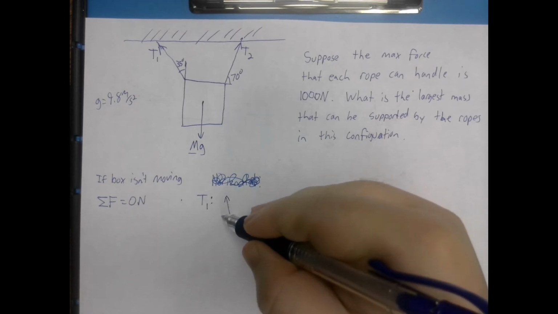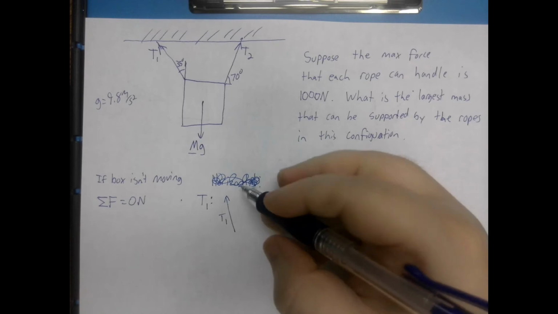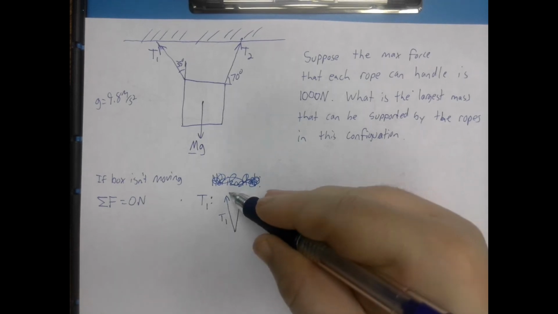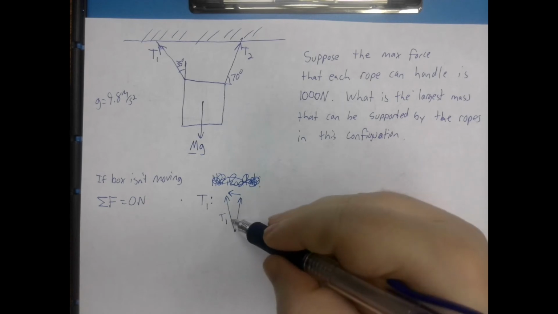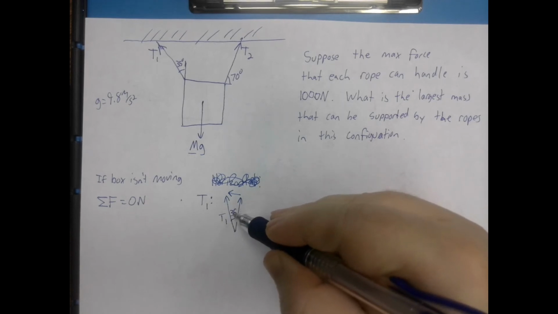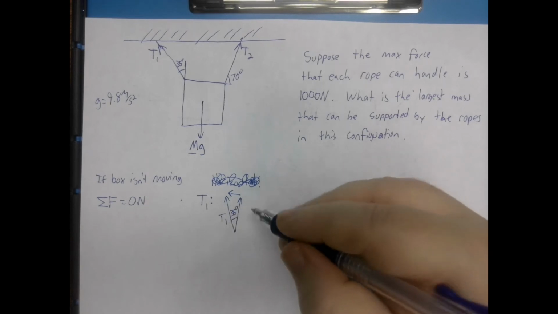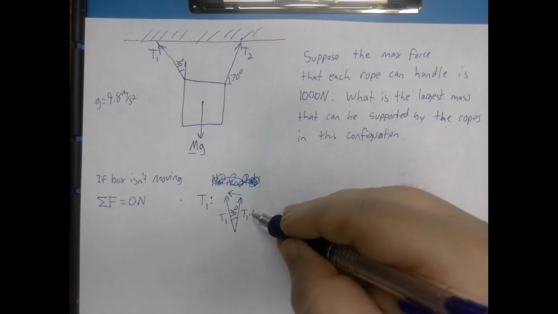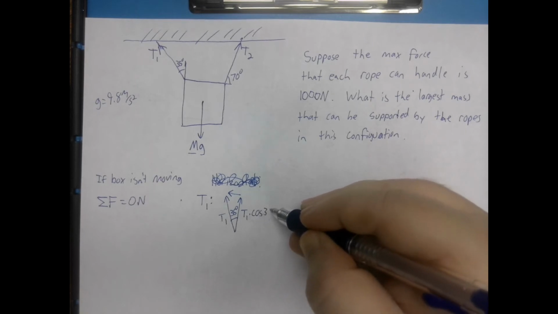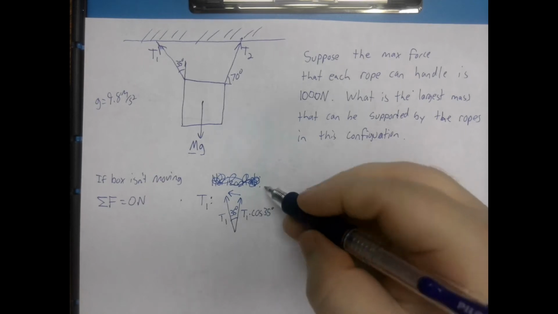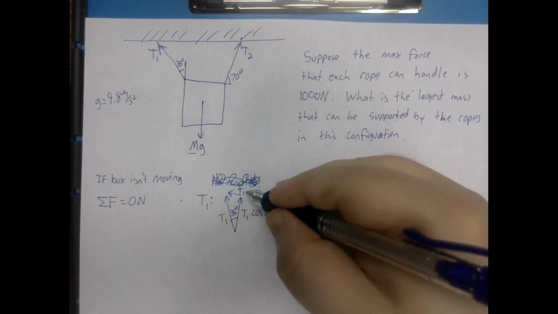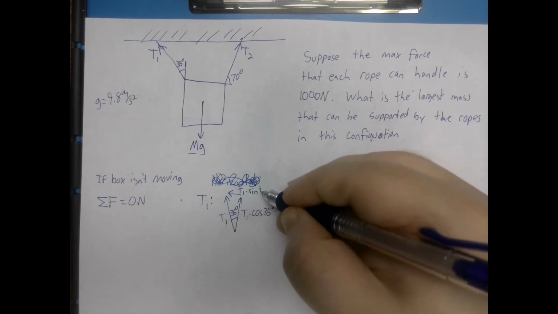So we have this T1 force. It's going to have a vertical component and a horizontal component with an angle of 35 degrees. So the vertical component would be equal to T1 times cosine of 35 degrees. The horizontal component would be equal to T1 times sine of 35 degrees.